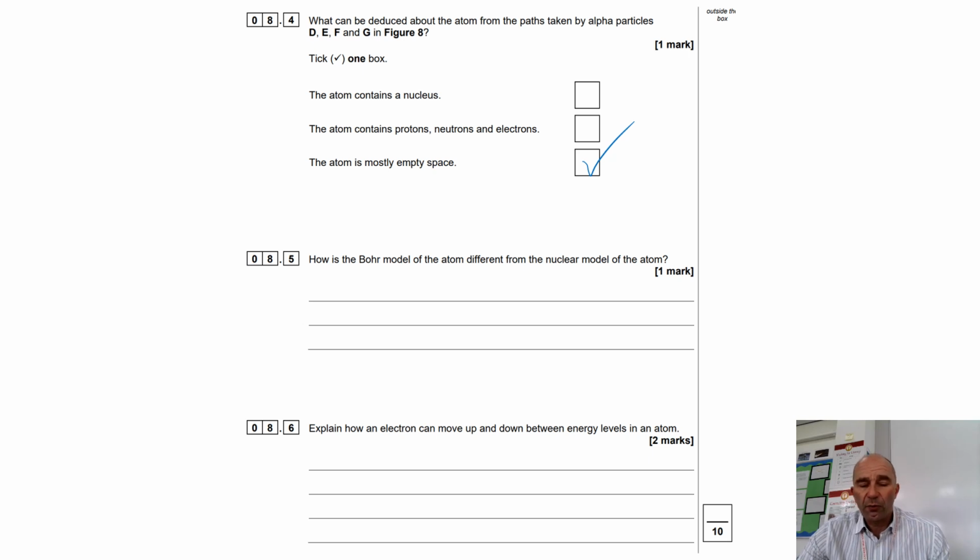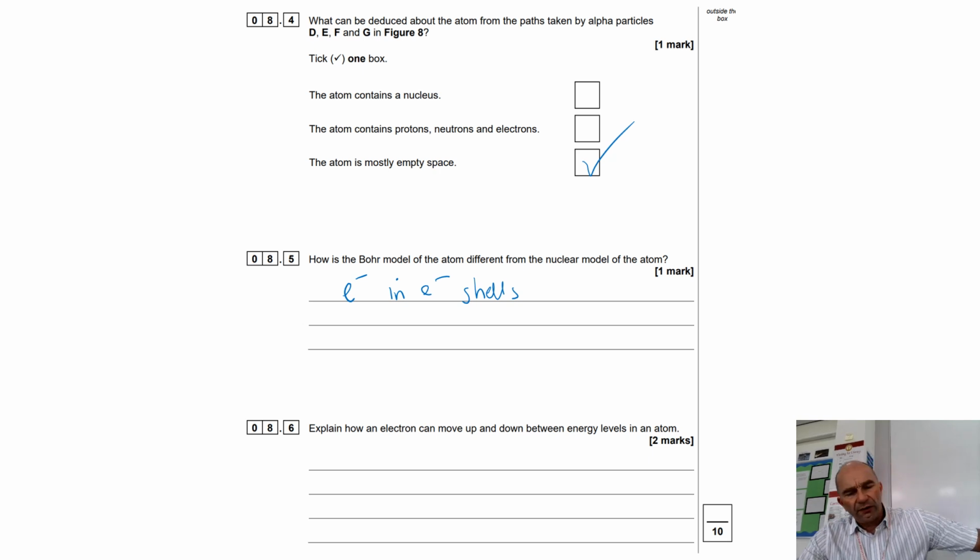And then question 8.5. How is the Bohr model of the atom different from the nuclear model of the atom? All Bohr did was he took Rutherford's work and he put the electrons into specific distances from the nucleus, which we call electron shells. So that is Bohr's work. He basically put the electrons in specific electron shells orbiting the nucleus.